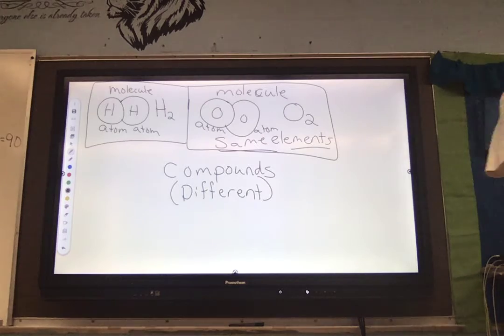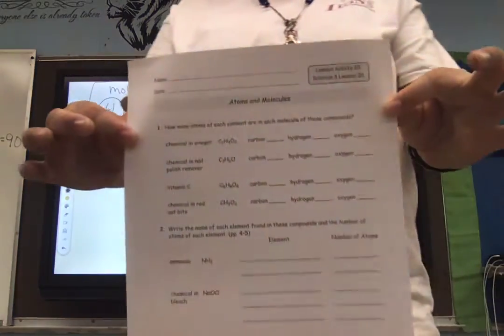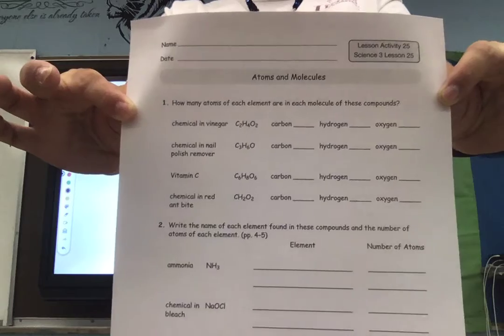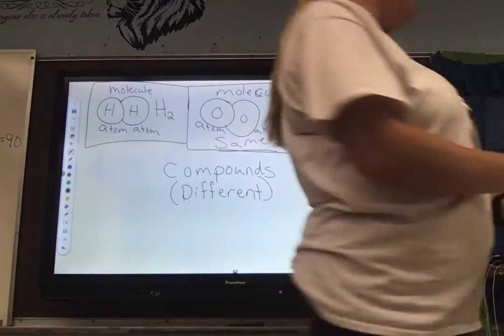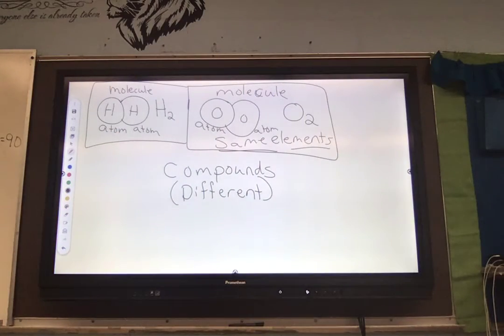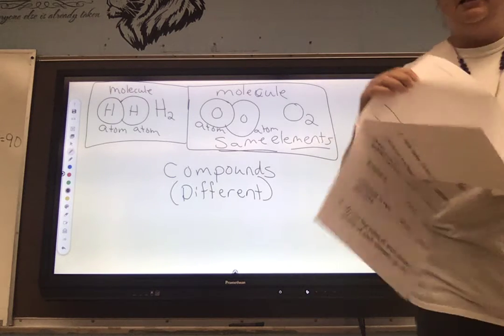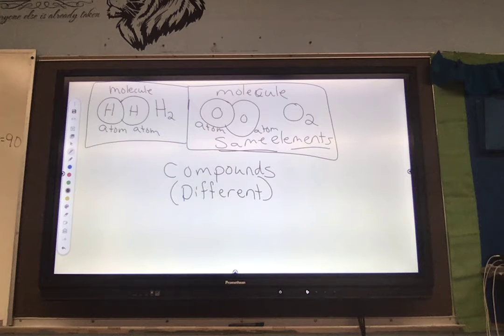It says Lesson Activity 25. It looks like this, where we have some compounds for us to go over. So I'm going to put up my chart that looks exactly like your activity sheet.